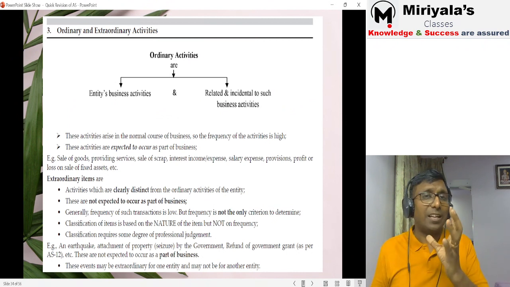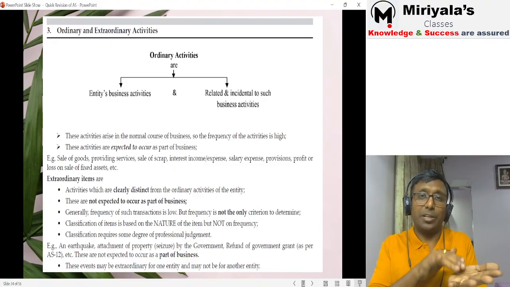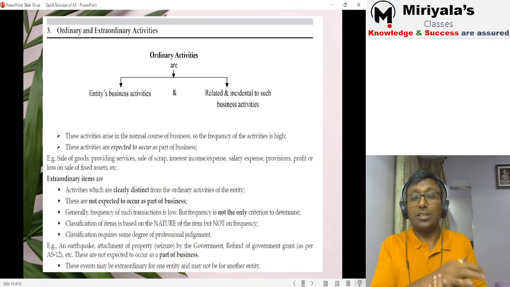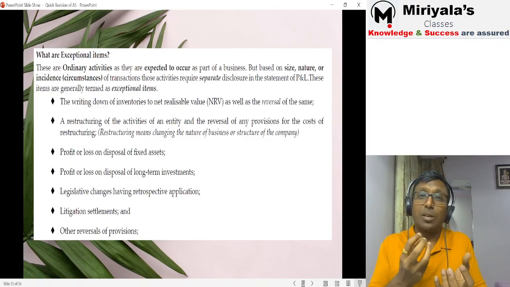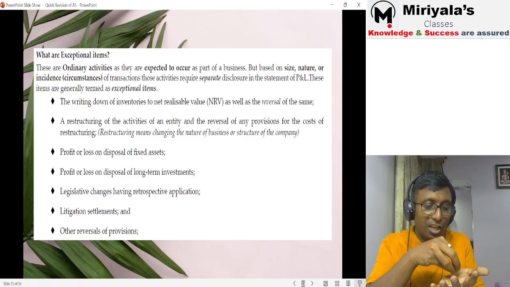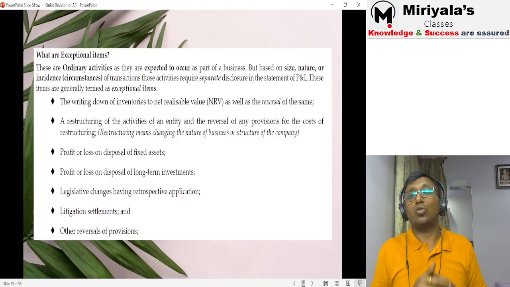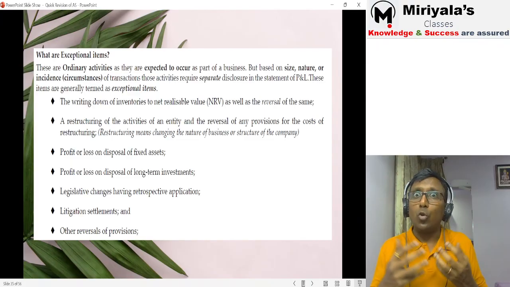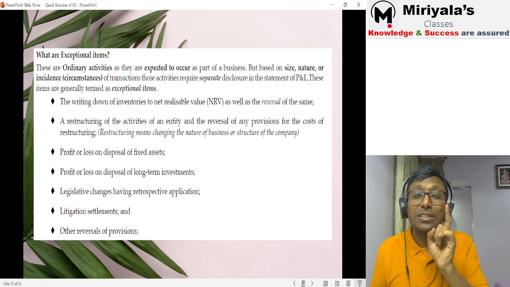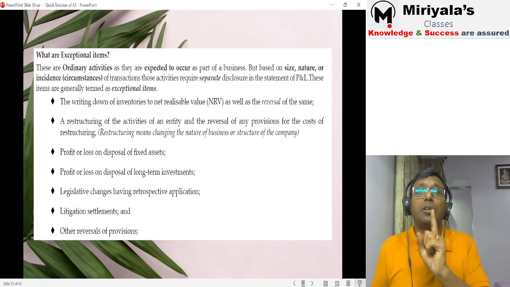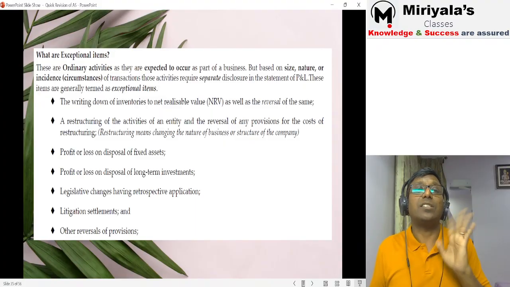Ordinary activities, do I need to show them separately? Every ordinary activity does not require a separate disclosure, but some ordinary activities are called exceptional items. What are those exceptional items? Those based on the size, nature or incidence of the transaction. Size, it's huge. I sold some fixed assets, sir, and got a huge profit. Oh, huge profit, it's material. Yes, then it requires a separate disclosure. That is a judgment of the company and the auditor, not you and me. So then it is considered as an exceptional item.